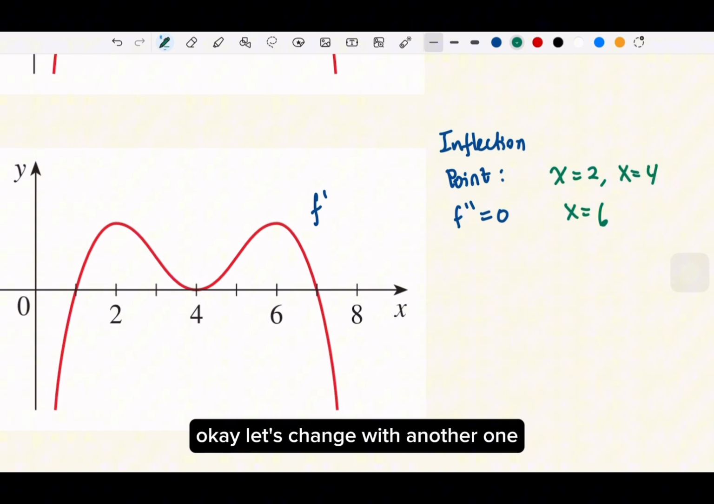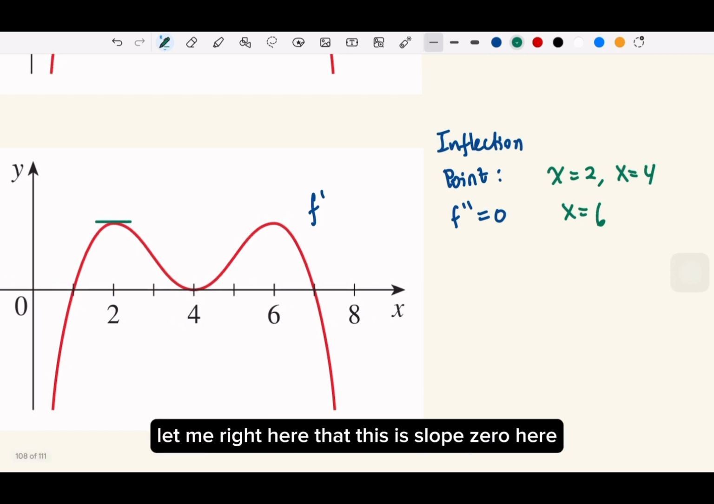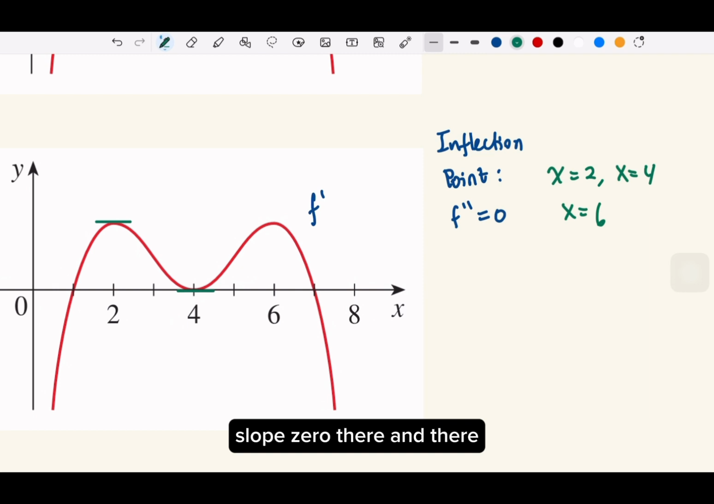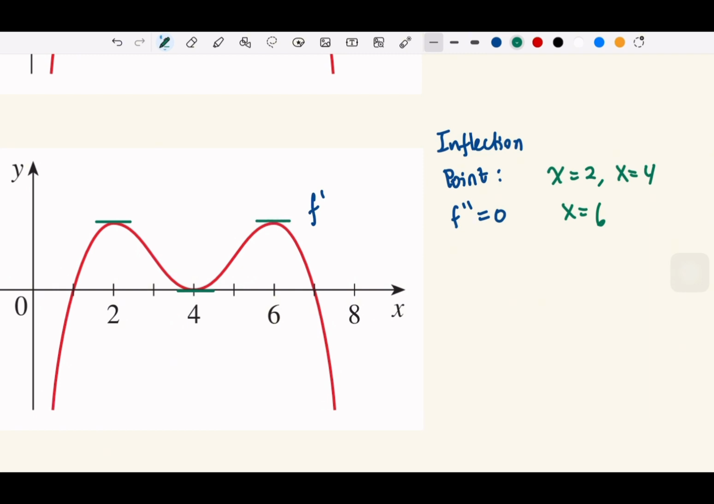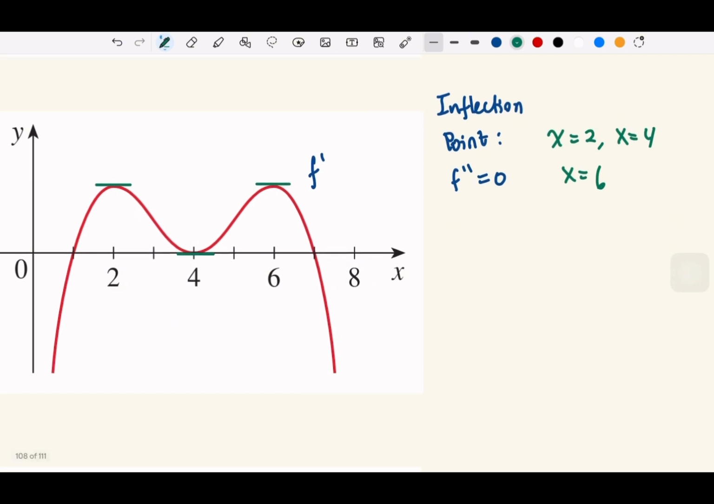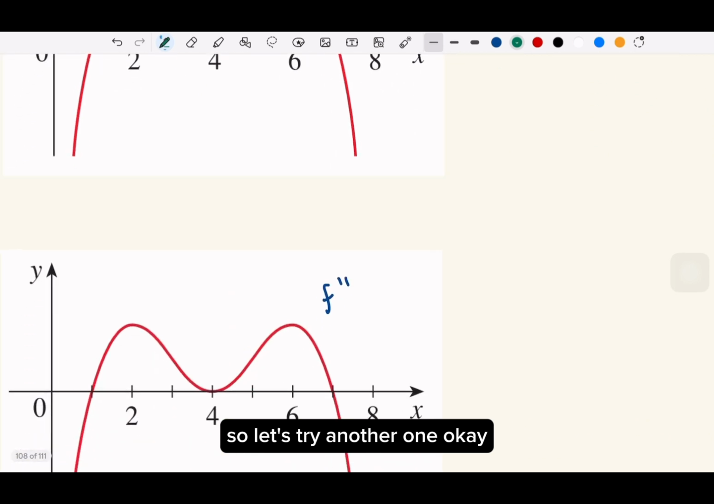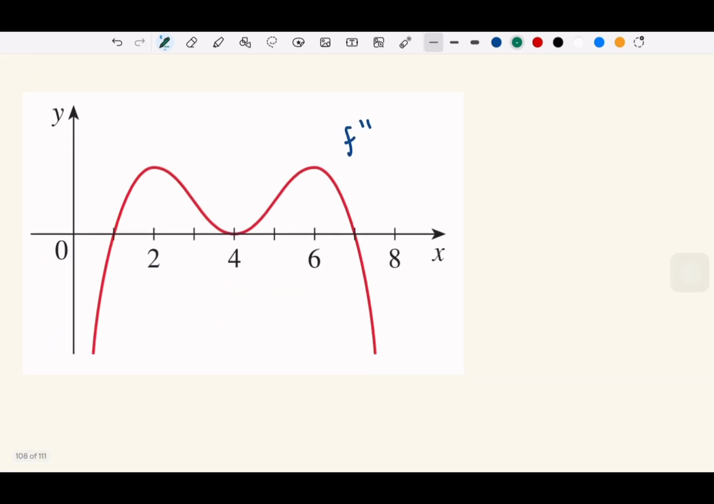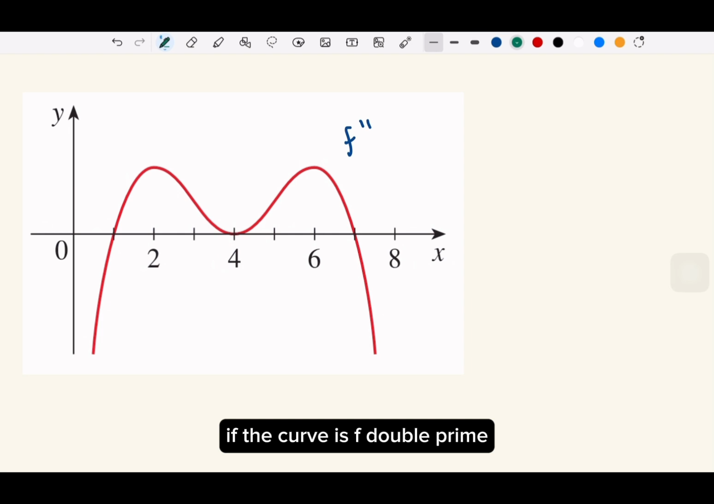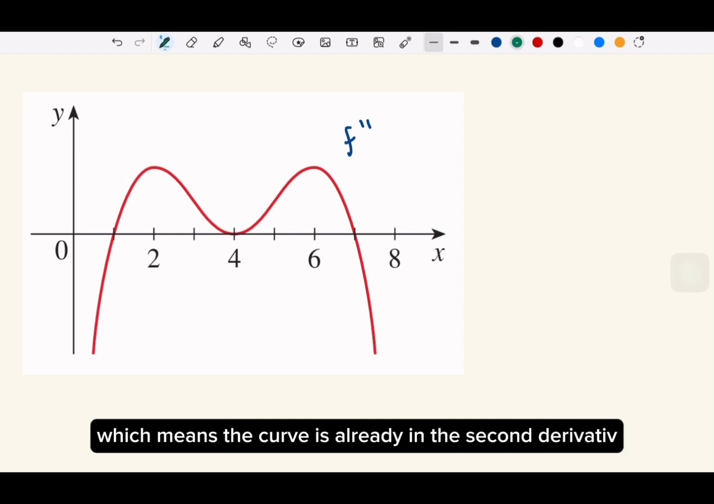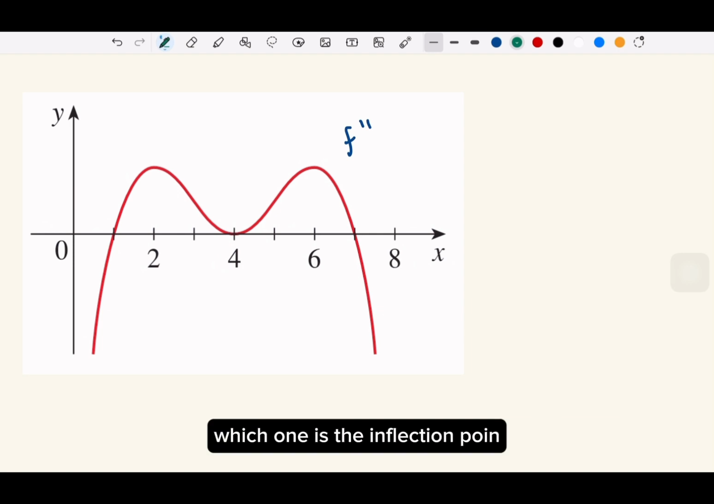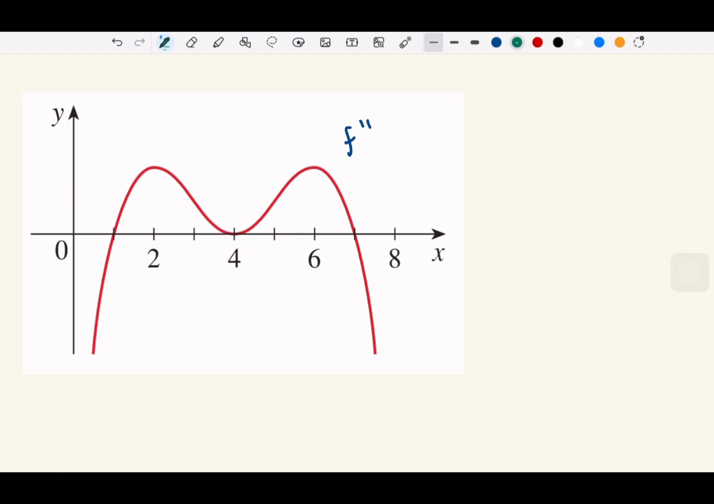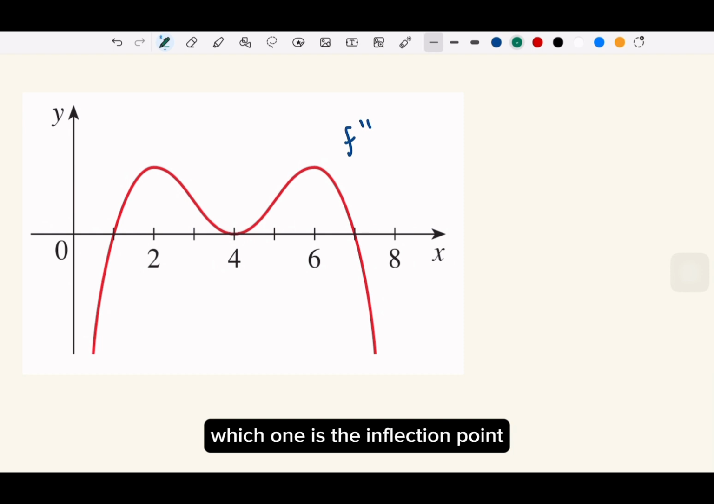Okay, let's change with another one. So let me write here that this is slope 0 here, slope 0 there, and there. So let's try another one. Okay. If the curve is f double prime, which means the curve is already in the second derivative. Which one is the inflection point?